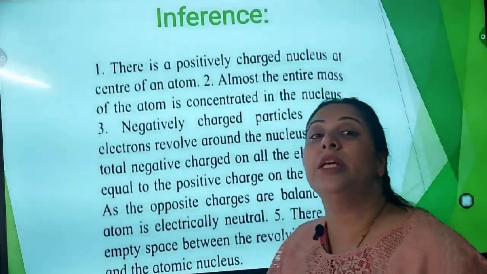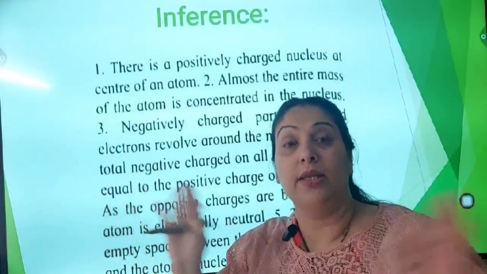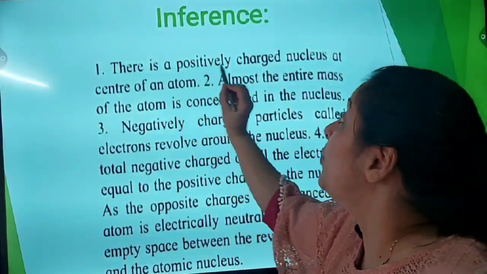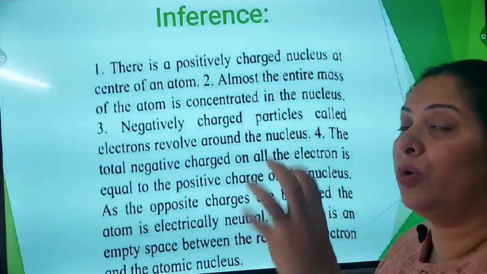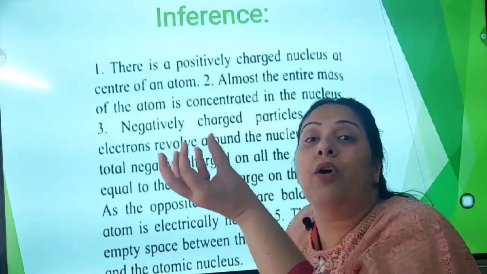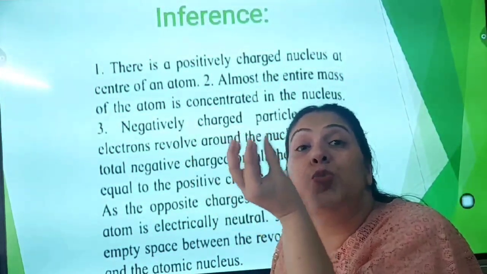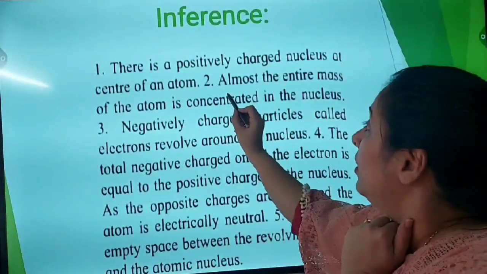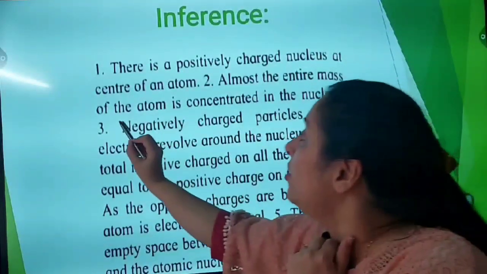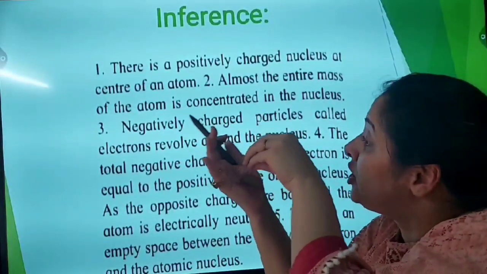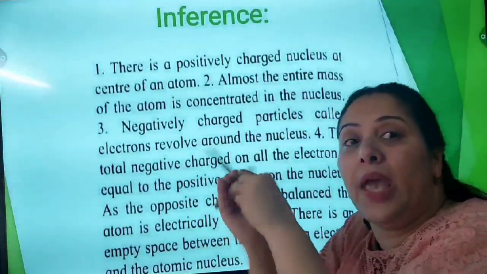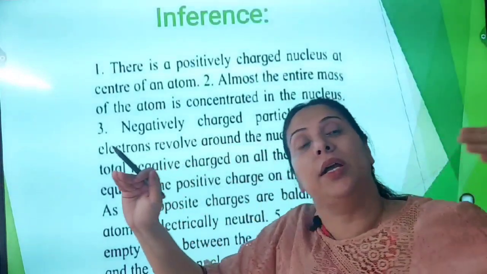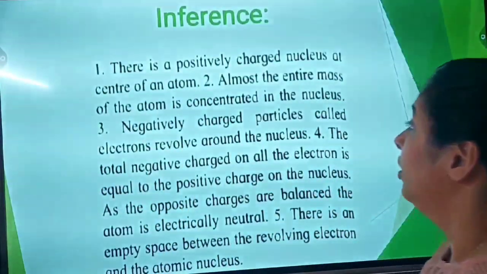So, inference means conclusion. क्या पता चलता है? Result क्या हुआ? बताइए. There is a positively charged nucleus. Nucleus means the center of the atom is positively charged. Almost the entire mass of the atom is concentrated in the middle. तो जो कुछ भी है middle में है, that's how we came to know, because कोई obstruction नहीं था. It went through and through.